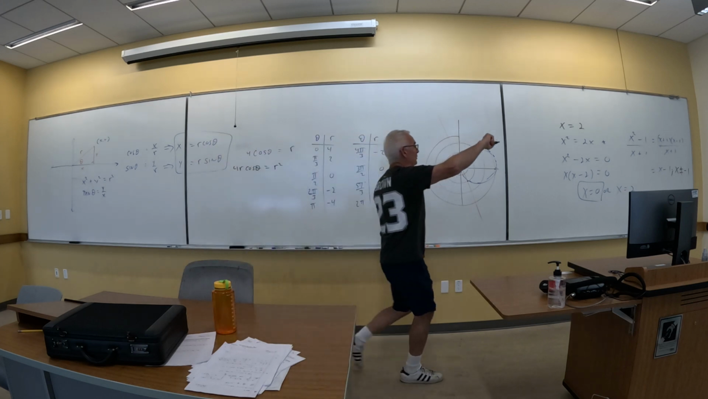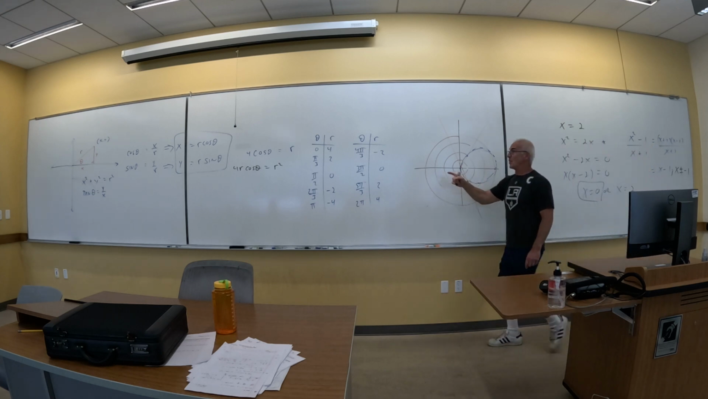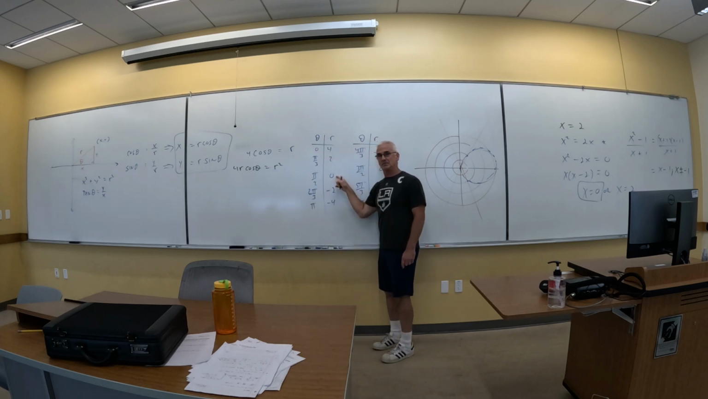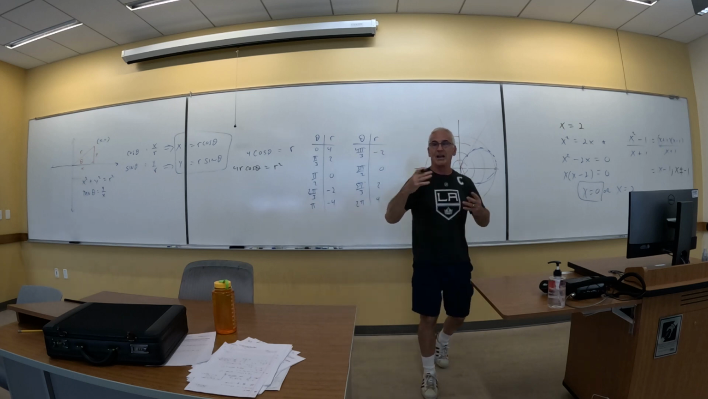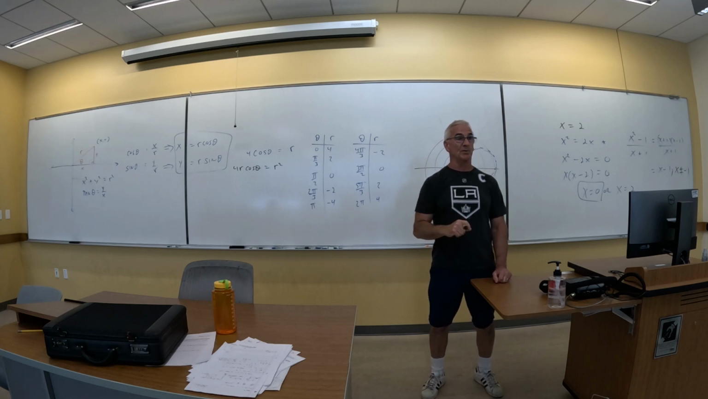I cannot multiply both sides by x because x equals 0 was not a solution, and therefore I created a new problem. Is r equals 0 a solution to this? Yes. So by multiplying both sides by r, am I changing anything? Am I adding anything to the problem? No. So therefore, it is legal to multiply both sides by r.